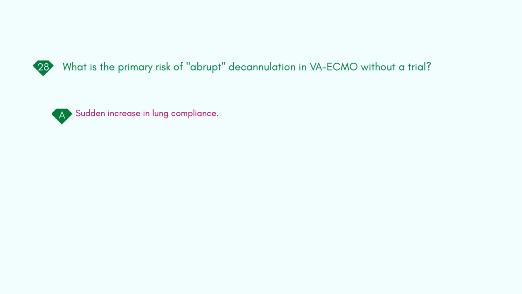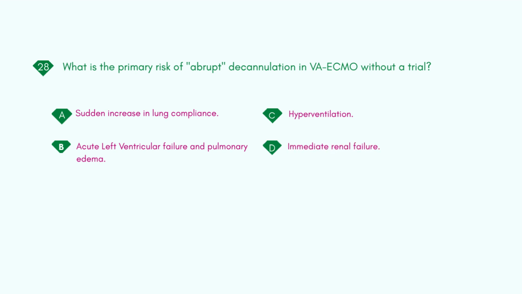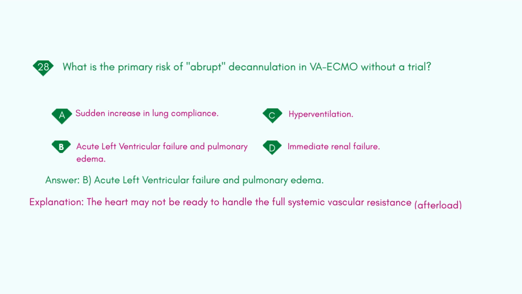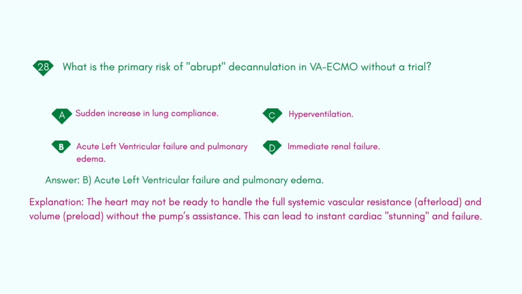What is the primary risk of abrupt decannulation in ECMO without a trial? A. Sudden increase in lung compliance. B. Acute left ventricular failure and pulmonary edema. C. Hyperventilation. D. Immediate renal failure. Answer: B. Acute left ventricular failure and pulmonary edema. Explanation: the heart may not be ready to handle the full systemic vascular resistance, afterload, and volume, preload, without the pump's assistance. This can lead to instant cardiac stunning and failure.